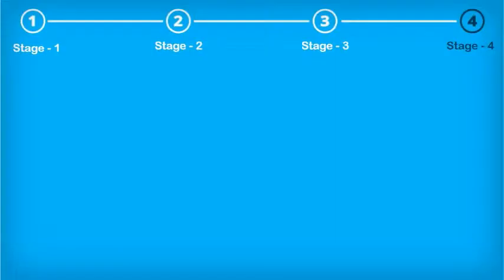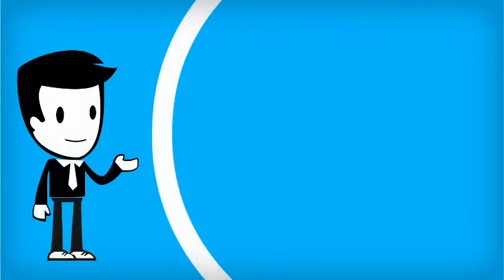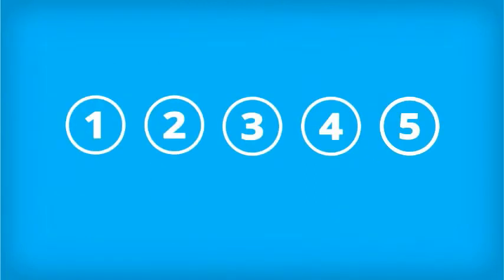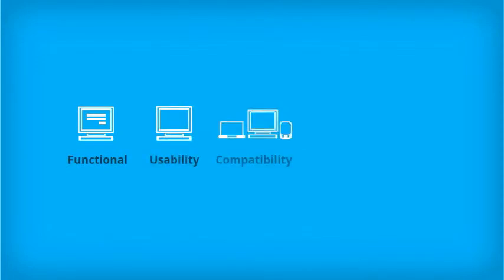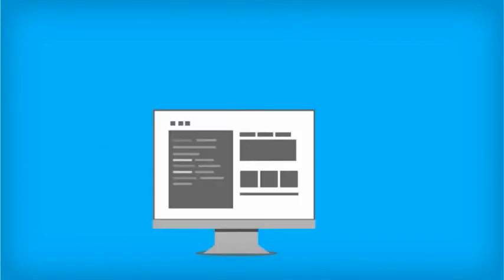Now we're ready to move on to stage 4, testing and launch. For quality assurance, a team of testers are assigned who perform various test plans and quality checks. Testing is categorized into 5 sections: functional, usability, compatibility, performance, and security. We are now ready to go live.